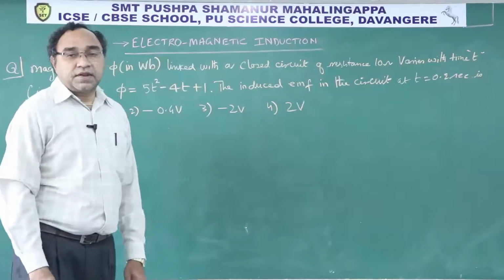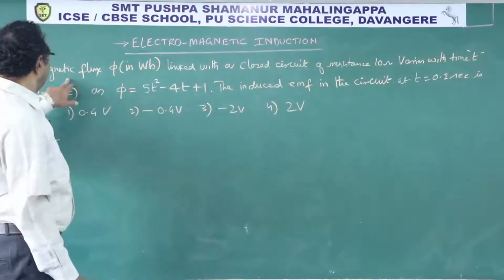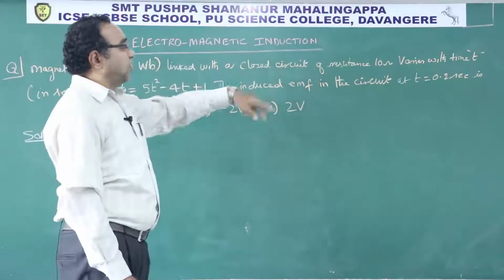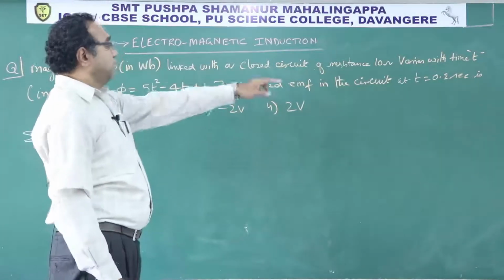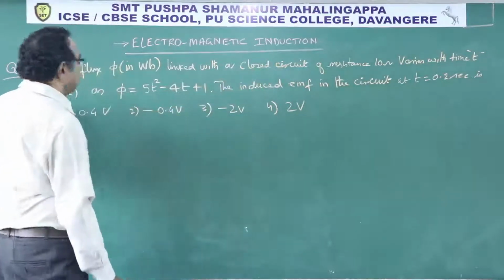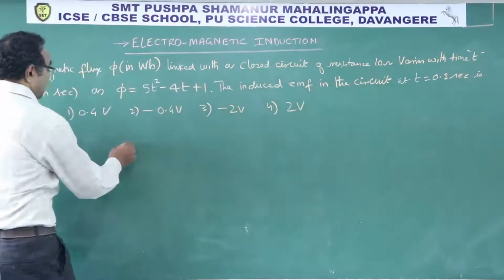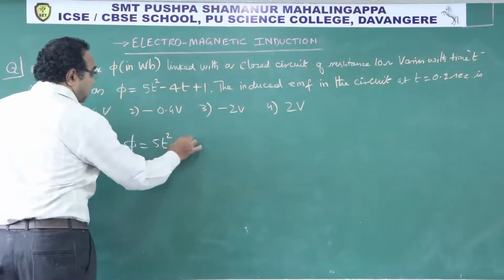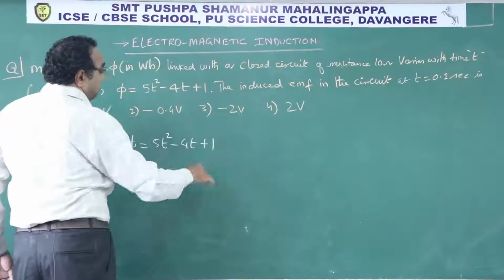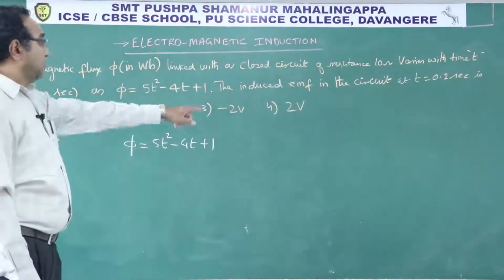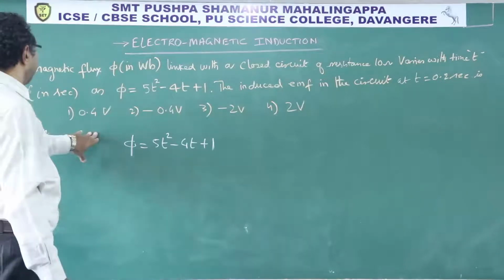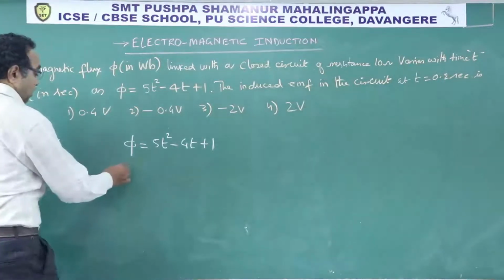Well students, the next question is like this. The magnetic flux in Webers linked with a closed circuit of resistance 10 ohm varies with time t in seconds as phi equals 5t square minus 4t plus 1. The induced EMF in the circuit at t equals 0.2 seconds is.